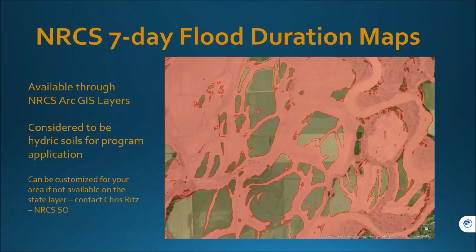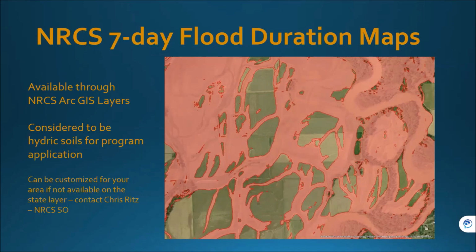The nice thing about these flood duration maps is if you make the red area in your flood duration maps, then regardless of what the soil map might say, these are considered to be hydric for program application. We have utilized these to justify the need for creating or enhancing wetland sites along the Wabash especially, but some of our other major river systems, because we figure if they are going to be flooded for at least that 7-day period, then they are considered hydric for our application.